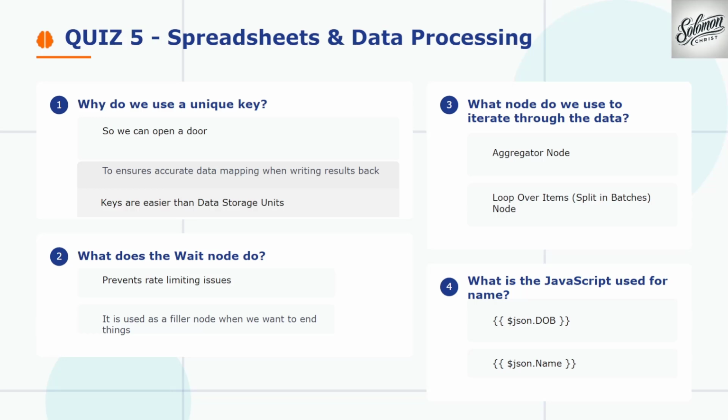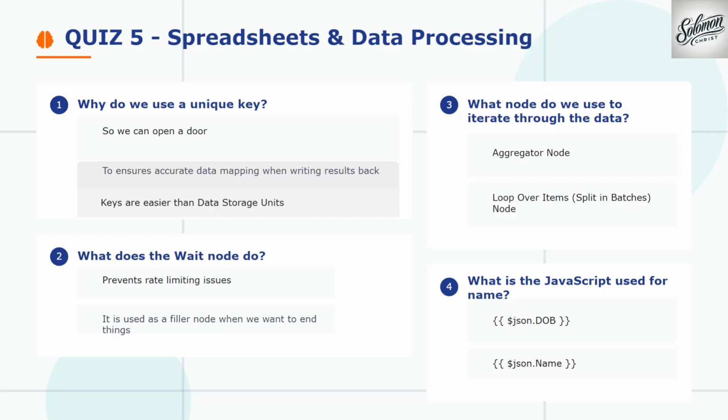All right, it's time for our quiz on spreadsheets and data processing. Number 1, why do we use a unique key inside our spreadsheets? Is it so that we can open a door? Is it to ensure accurate data mapping when writing results back? Or is it that keys are easier than data storage units? If you said to ensure accurate data mapping when writing results back, you're right.